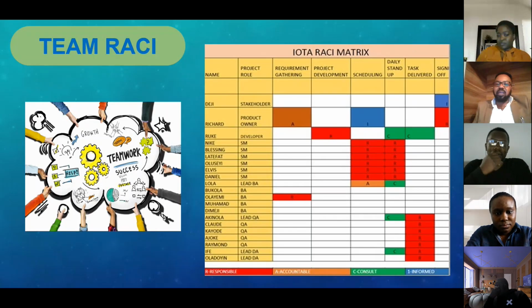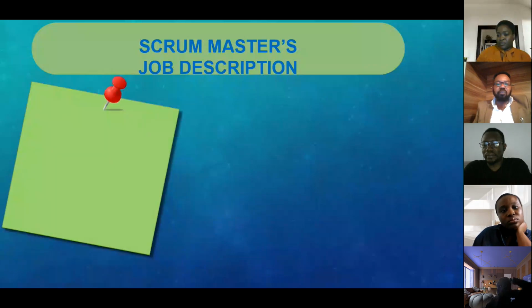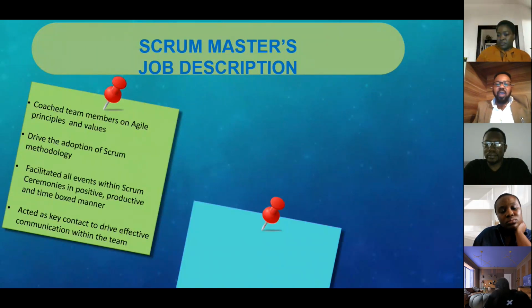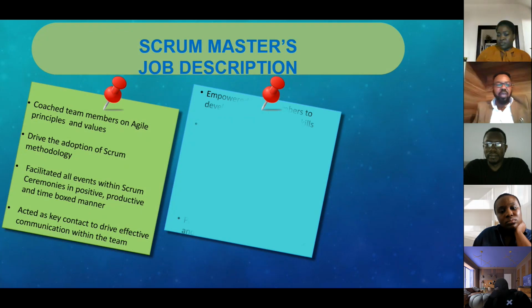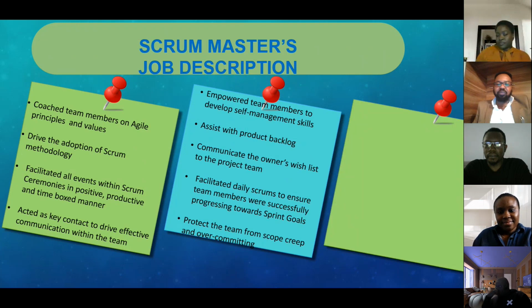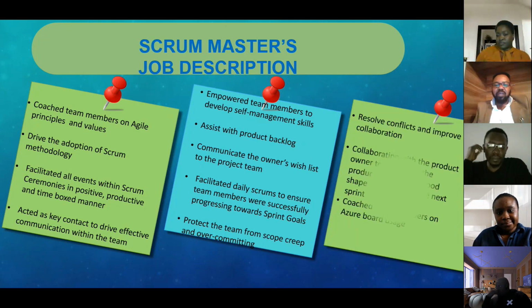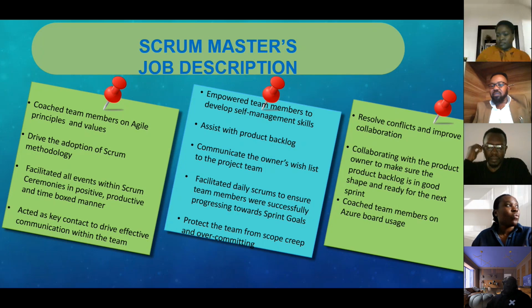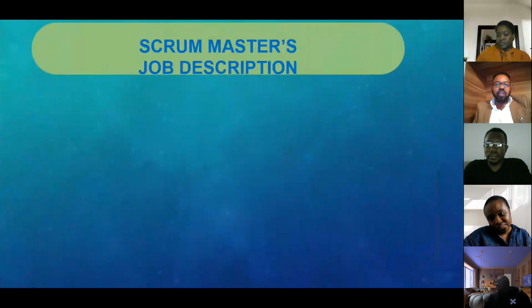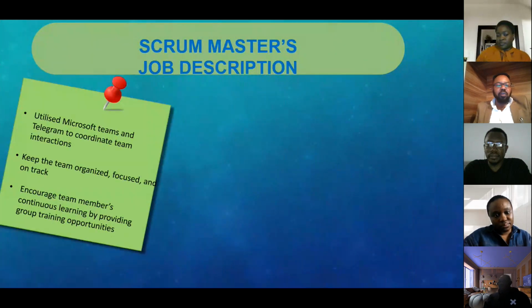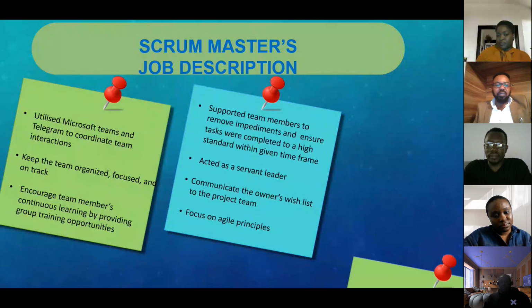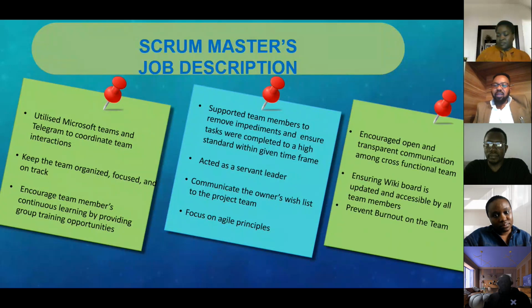This is the team RACI matrix, as you can see. And also we have the job description for Scrum Masters, which I belong to. We have 6 Scrum Masters in the team, by the way. And these are some of the things that we do: coach team members on agile principles, empower team members to develop self-management skills, resolve conflicts and improve collaboration, to mention but a few. We have some of the other things that we do within the teams here, as you can see.